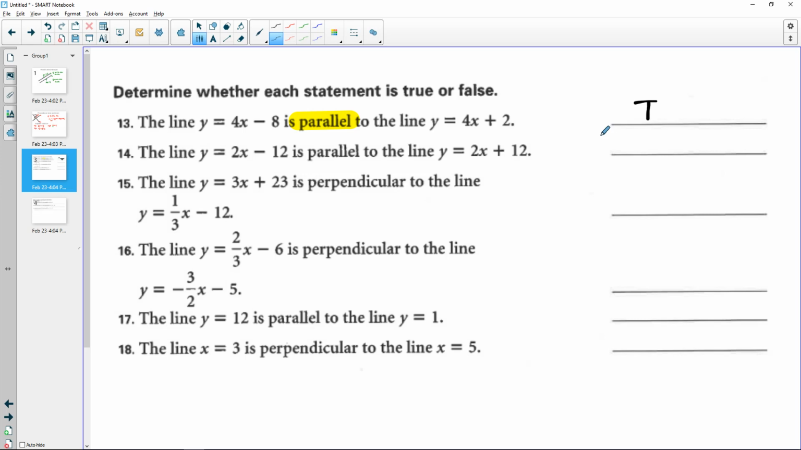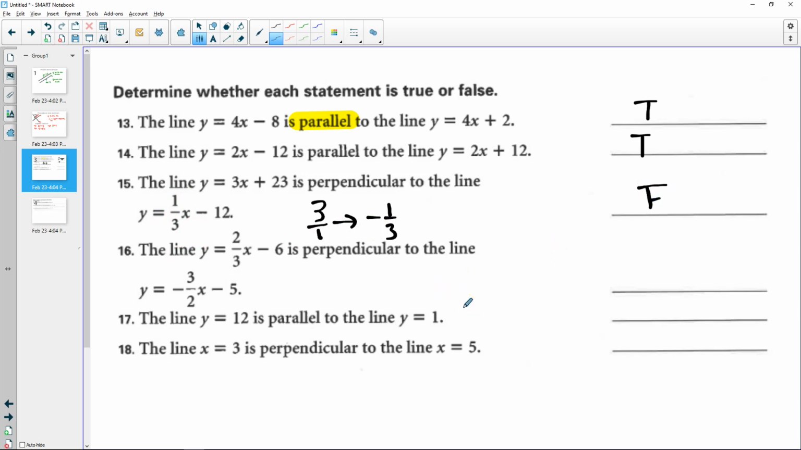Second question, the line y equals 2x minus 12 is parallel. Again, they are looking for the same slope. 2 and 2, they sound very much the same to me. True. Next one, the line y is equal to 3x plus 23 is perpendicular to the line. This one is about perpendicular, so we have to talk about negative reciprocal. I'm going to start with 3. The negative reciprocal of 3 is going to be negative 1/3. Look over here. Do I have negative 1/3? No. False.